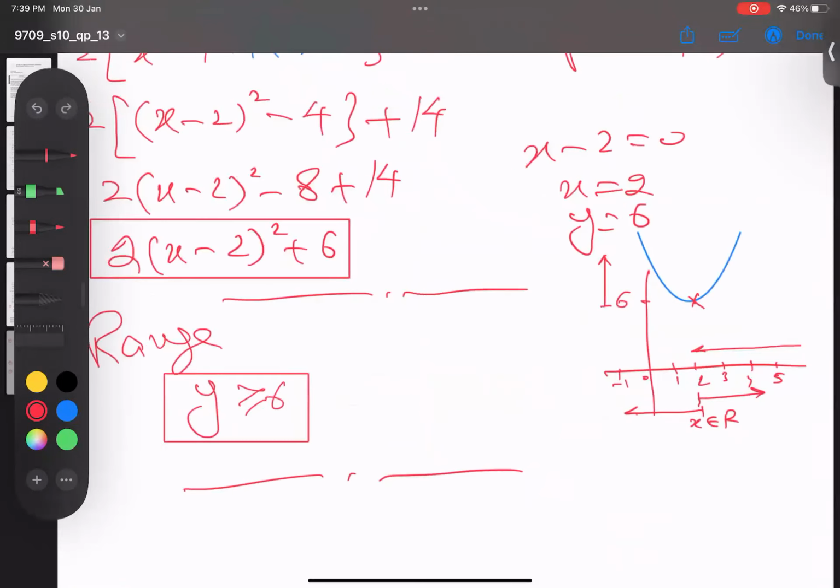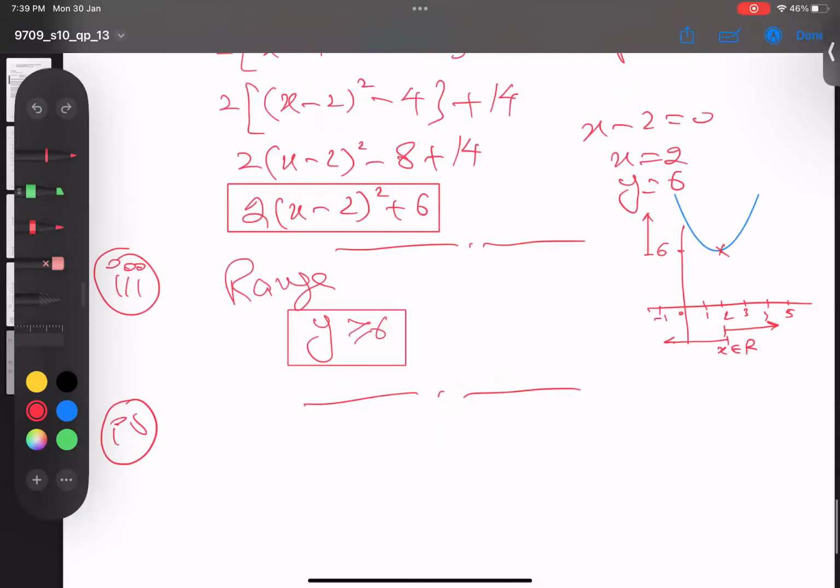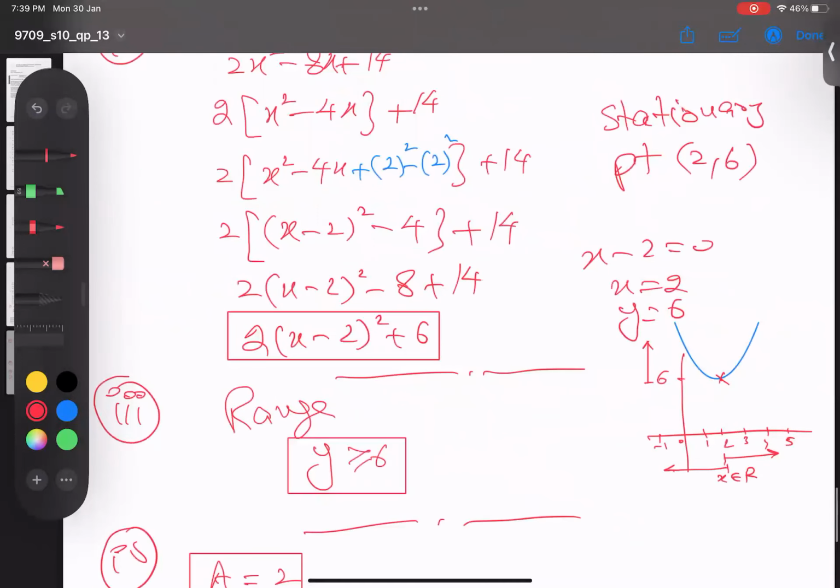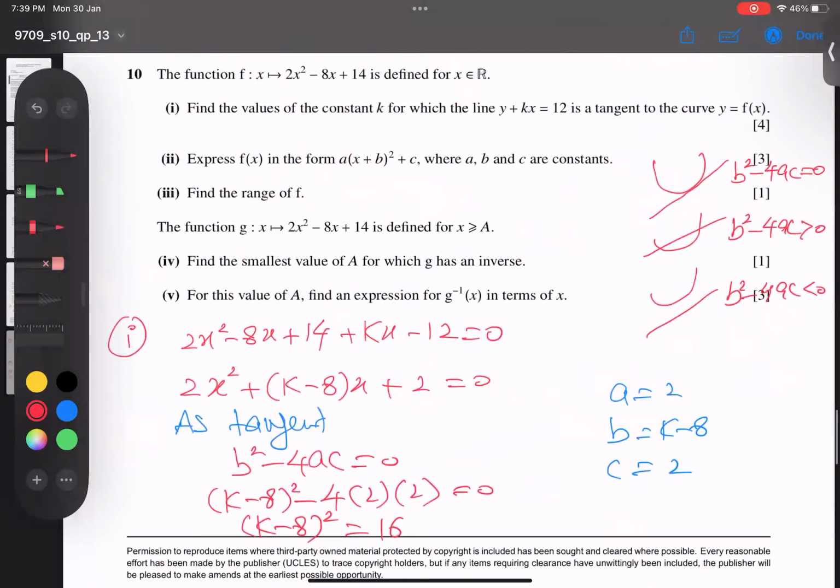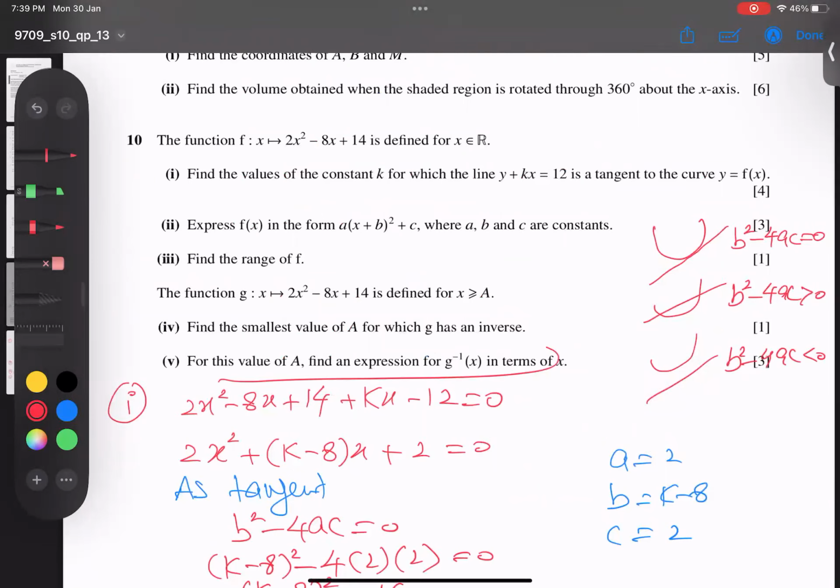So I hope you got the idea. Least value or largest value, in both options the answer of a is always the turning point x coordinate. This is my final answer. And let's go for the last and final part. Bismillah ar-Rahman ar-Rahim. He's saying find the inverse of g, because he said that we have to go right side only.